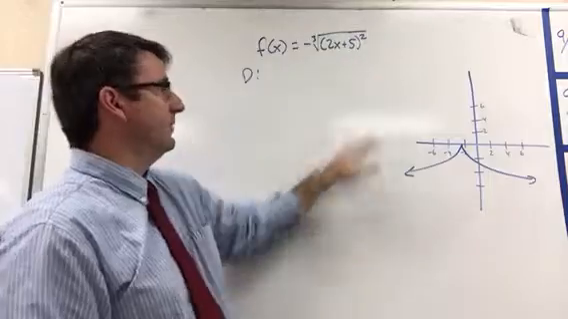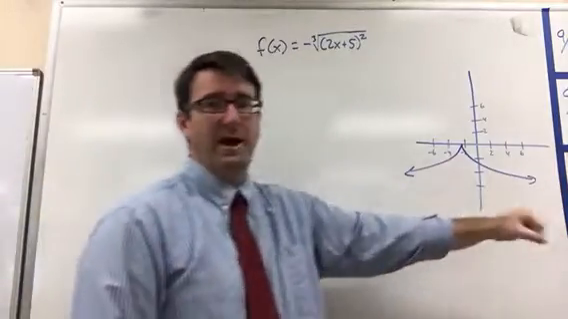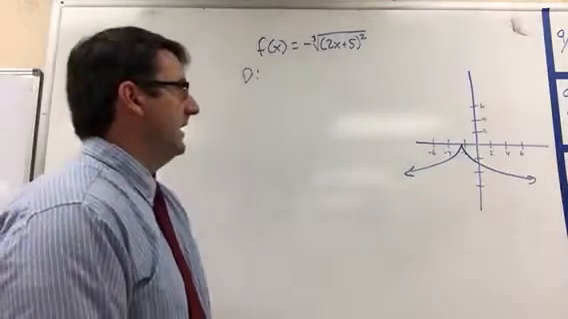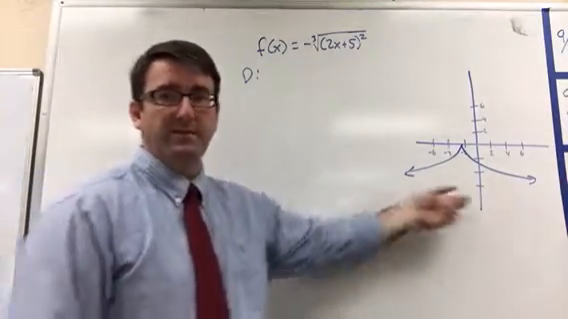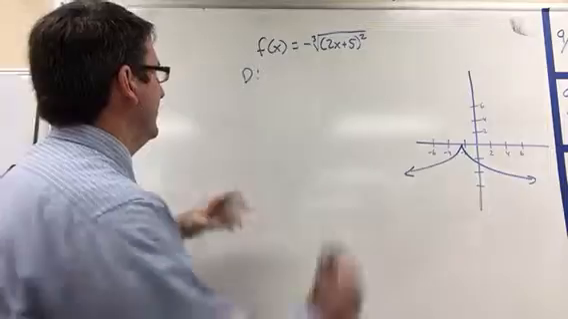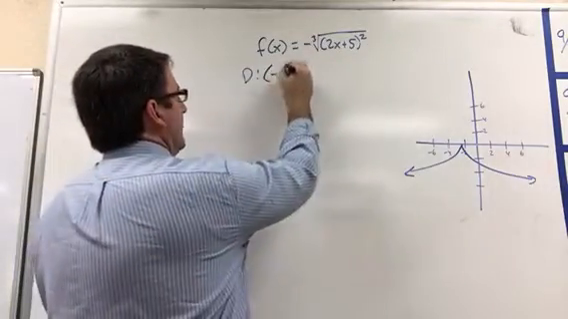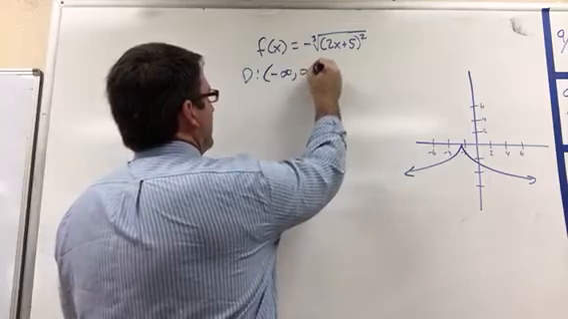So there's nothing limiting what x can be, and you can see on the graph that it looks like it's covering all real numbers from negative infinity to positive infinity. And that's what our domain is going to be. We're going to write this in interval notation from negative infinity to positive infinity.